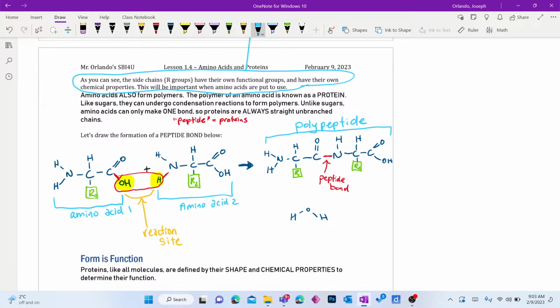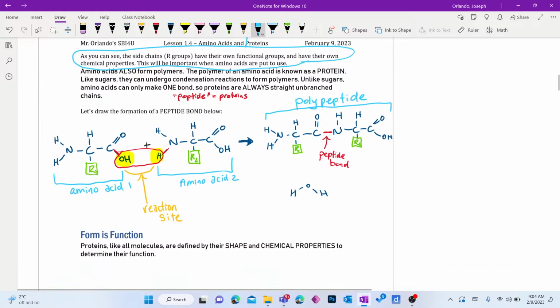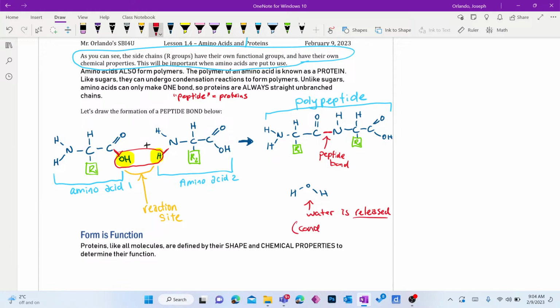We don't really get dipeptides like we get disaccharides. I mean, that's possible. You could absolutely stop at two. But in practice, proteins are big. There are a lot of amino acids stuck together. And what kind of reaction is this again? Because water is released. Does anyone remember what we call the reactions where water is released? Yeah, very good.